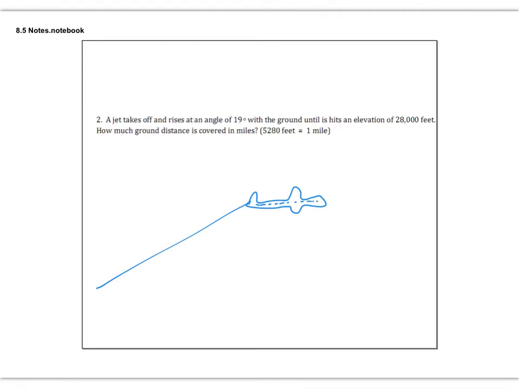It takes off at an angle of 19 degrees. So this angle right here that it took off at would be the angle of elevation, and it is 19 degrees. It continues to rise until it hits an elevation of 28,000 feet. That means it will be 28,000 feet off the ground when it decides to flatten its route and plateau, and that is probably going to be its cruising altitude until it starts its descent.